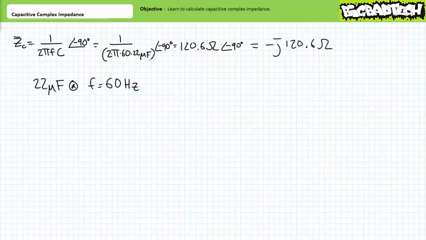If we were to express this in rectangular format, Z of C would be equal to negative j 120.6 ohms. Although equivalent, rectangular format is somewhat old-fashioned. All the cool kids nowadays are using polar format, and I suggest you do the same if you want to stay on the cool side of history.